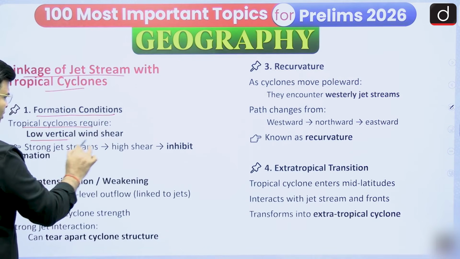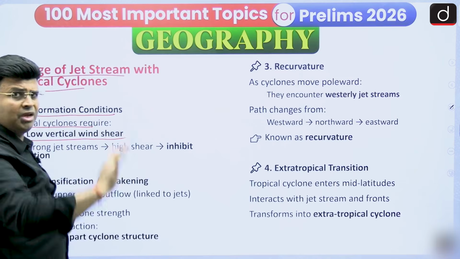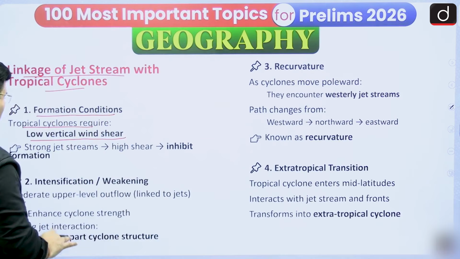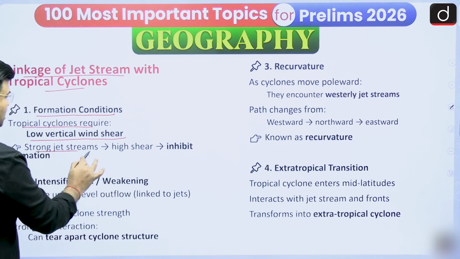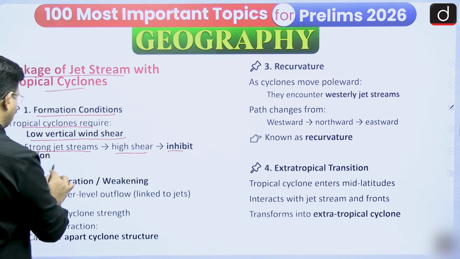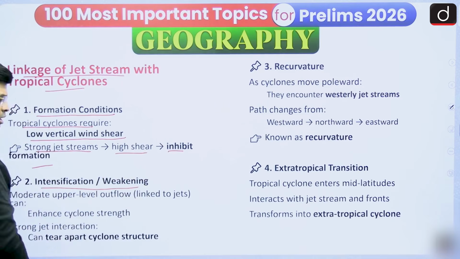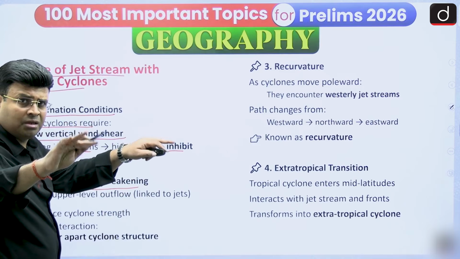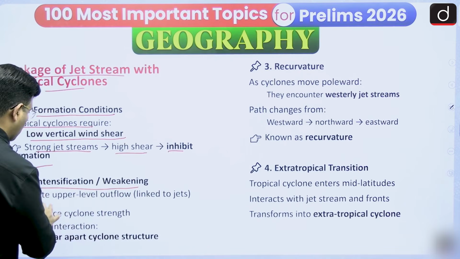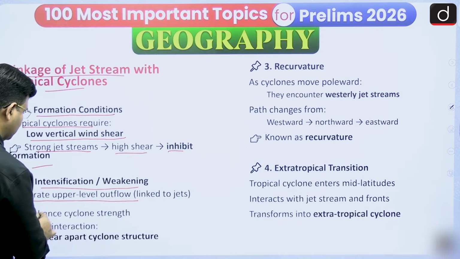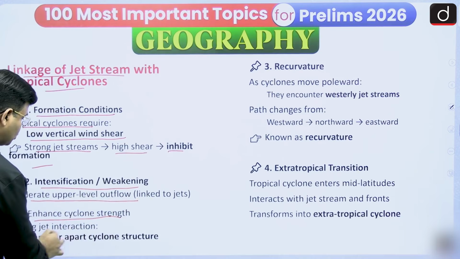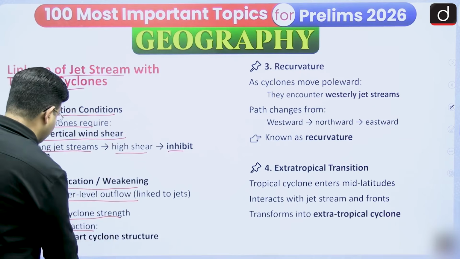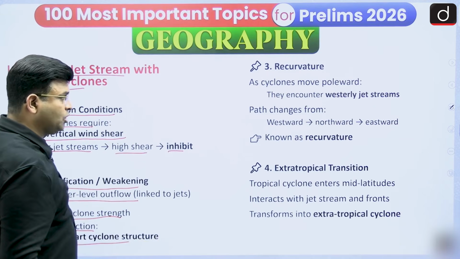A tropical cyclone forms over low vertical wind shear. Everywhere wind shear should be very low. If it is stronger, the structure is disturbed. A strong jet stream, high shear, inhibits formation. Second, intensification and weakening. If the upper air divergence aloft is moderate, the cyclone intensifies. If there is moderate upper layer outflow, then it enhances cyclone strength. If there is a strong jet interaction and a strong uplift aloft, it can tear away the cyclone structure.